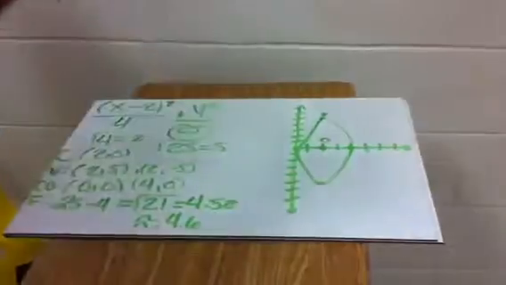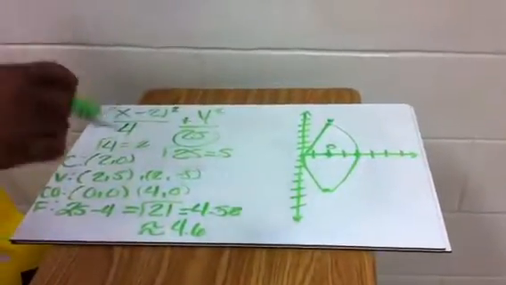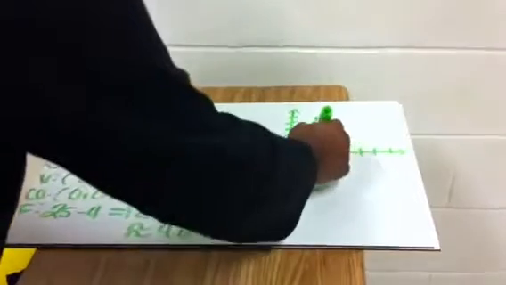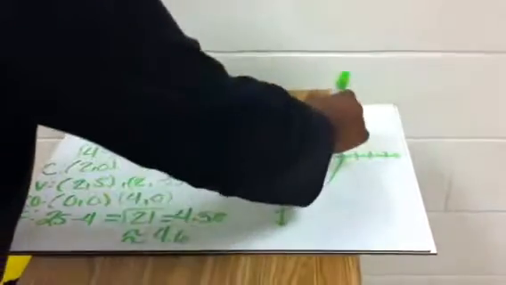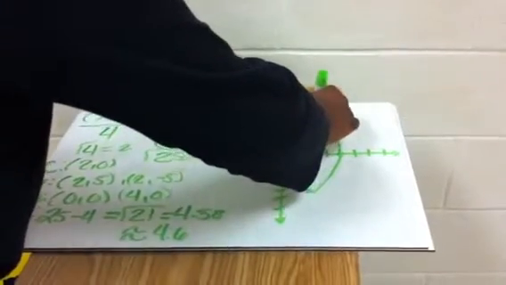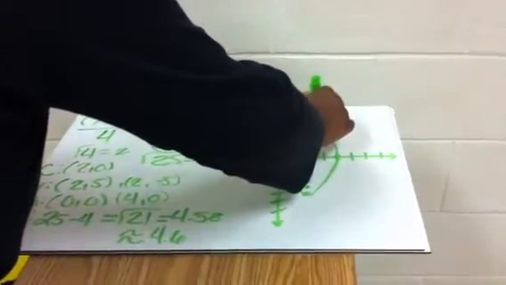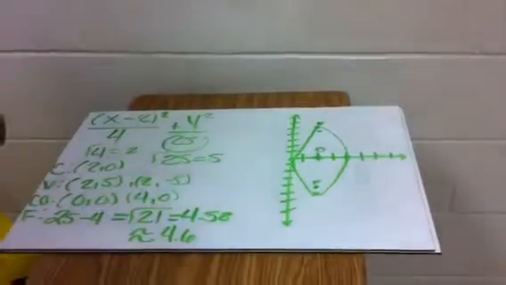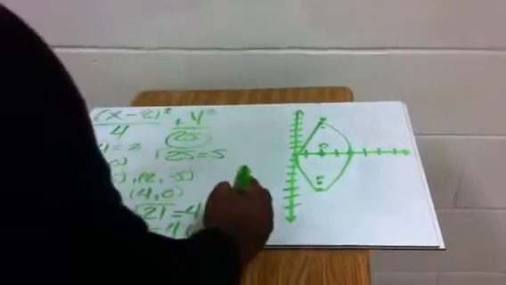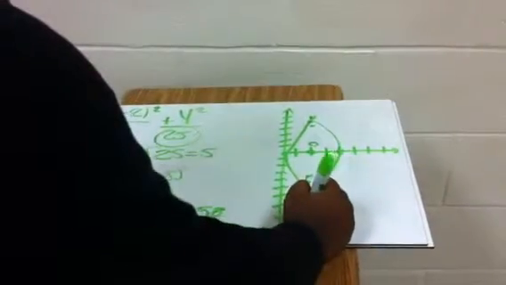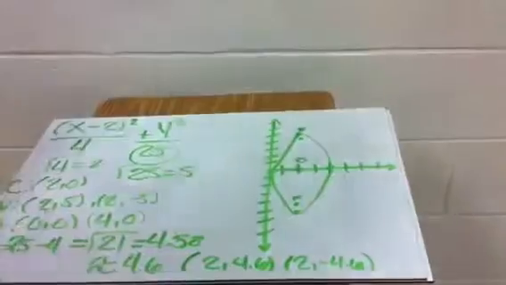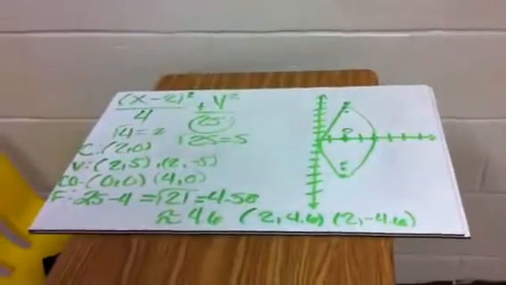To find your foci on your graph, you go up and down 4.6 from your center. So that's about right in here. About right there. And the coordinates for that will give you 4.6 to negative 4.6. And that's how you solve ellipses.